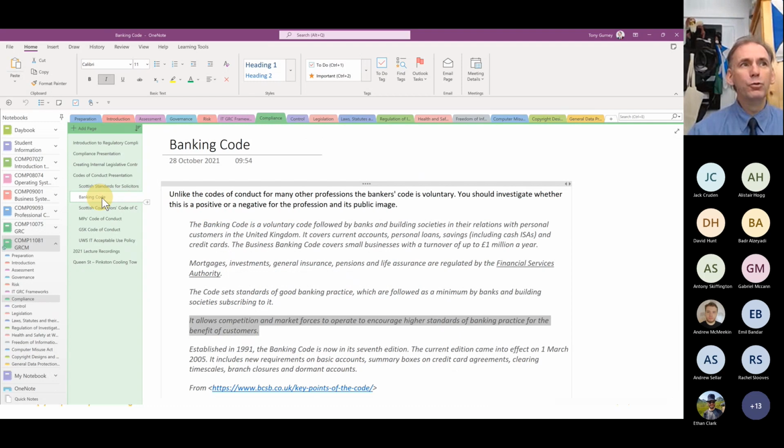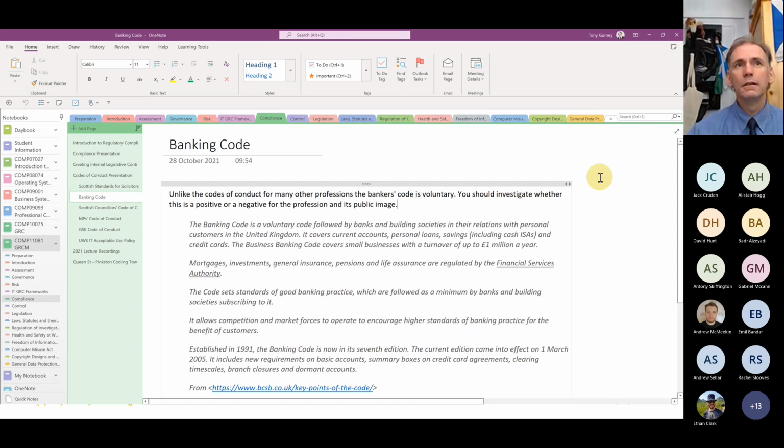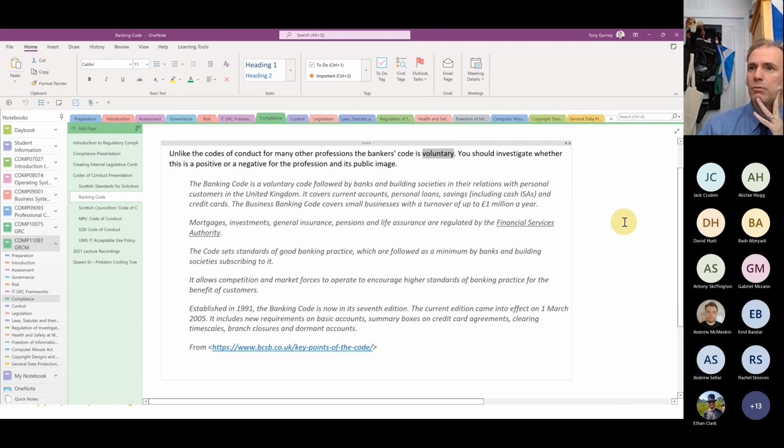So the other codes that I do have here include the banking code. And here's where I have an issue with the banking code. The banking code does not have sanctions because the banking code is voluntary. Given everything that we now know about banks and their approach to business, are you comfortable that the banking code is voluntary? Or would you prefer it was backed up by legislation? And I'll leave that as a question for you.